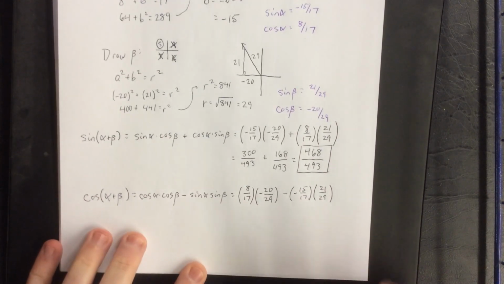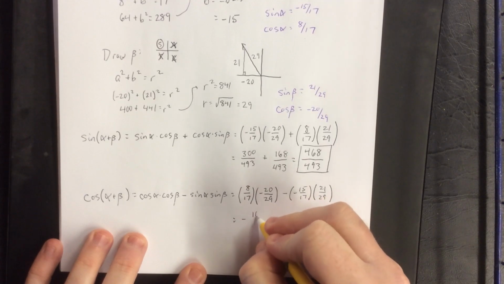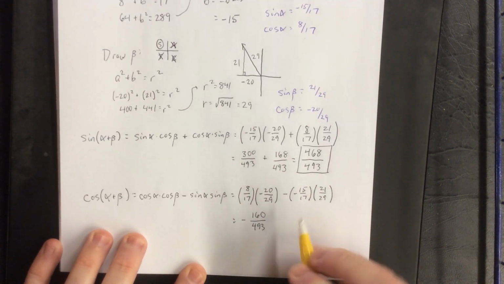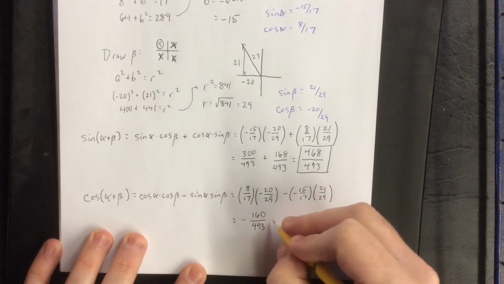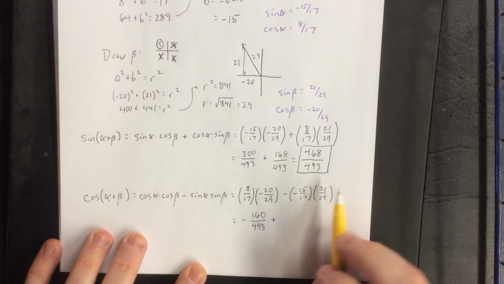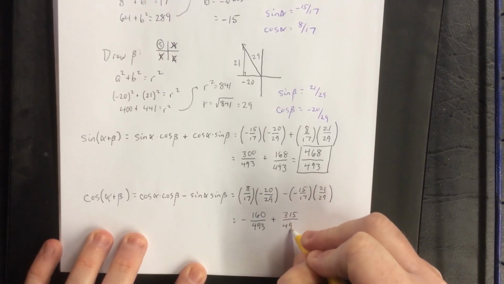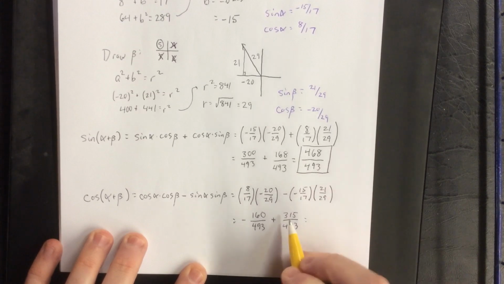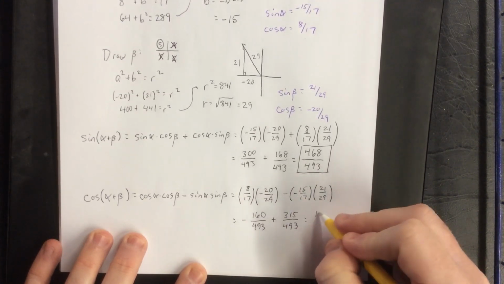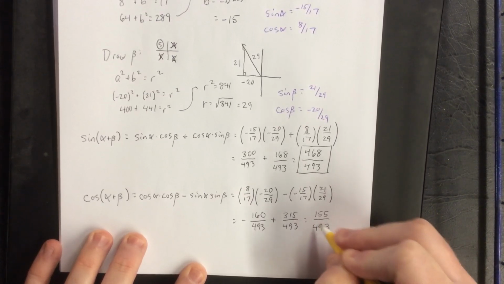All right, let's see if we can clean this up. Positive times negative will be negative 160 over that common denominator of 493. I see a minus a negative, that'll become plus. 15 times 21, that'll be 315 over 493. Combining these two numerators together, that'll be 315 minus 160, that'll be 155. So 155 over 493.